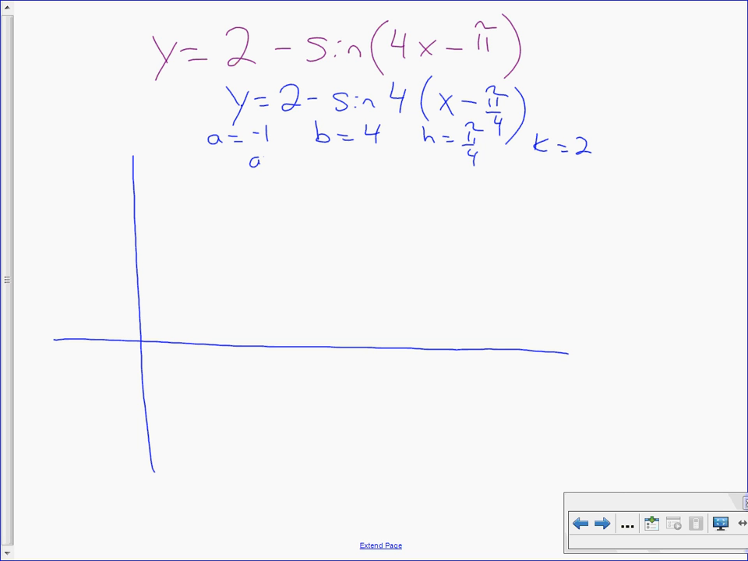Remember that a sine function has the amplitude, which is going to be 1, the absolute value of A. My period is going to be 2 pi over B, so it's going to be pi over 2. So here's my pi over 2, pi over 4. This would be pi over 8. And this would be 3 pi over 8. Okay? My A values are 1, -1.